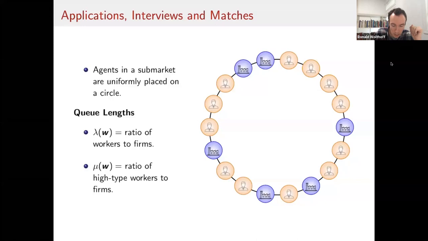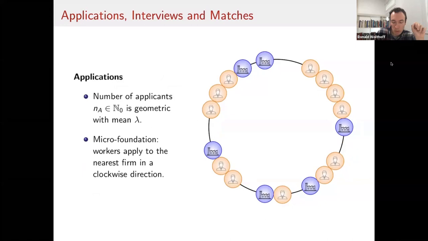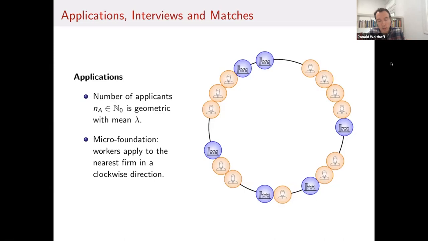Now for the micro foundation, let's imagine that these firms and workers are positioned along a circle. Here you see the orange agents, their workers, the blue ones, their firms. Then how do applications and interviews take place? Remember, this is all within a particular submarket. We're going to assume that workers are going to walk clockwise to the nearest firm. That's going to imply that the number of applicants at each firm is going to follow a geometric distribution with mean equal to the total queue length. At this point, firms don't know yet whether these workers are low or high types, right? That's why they appear all identical.